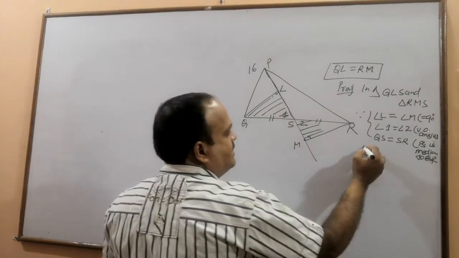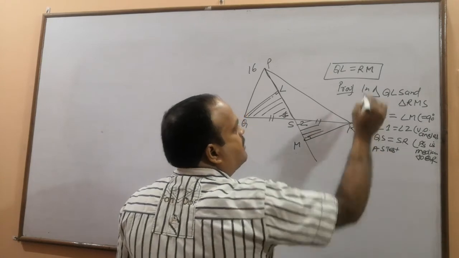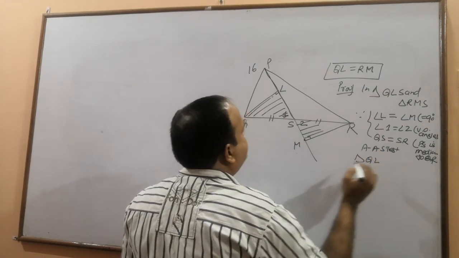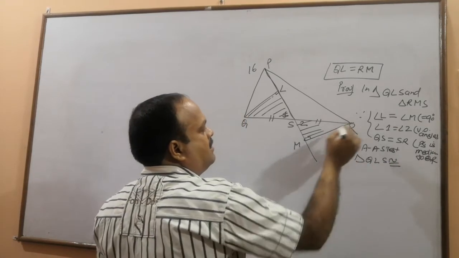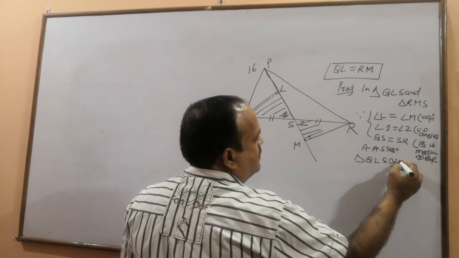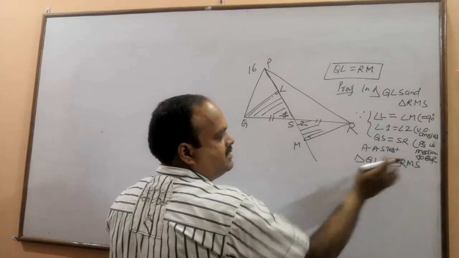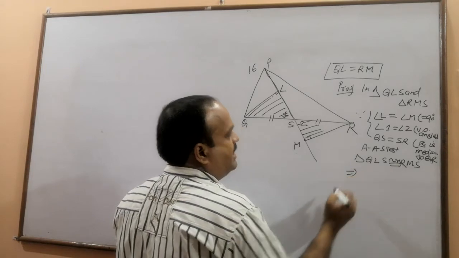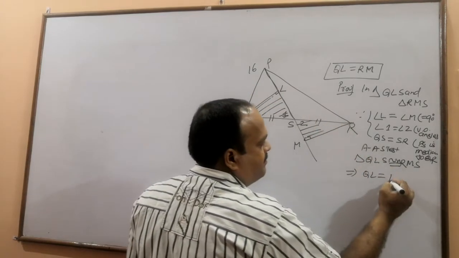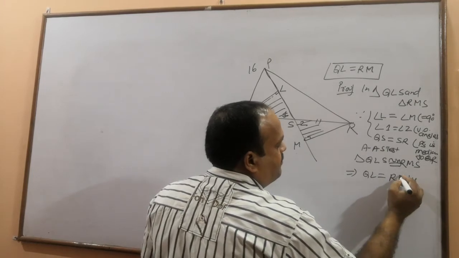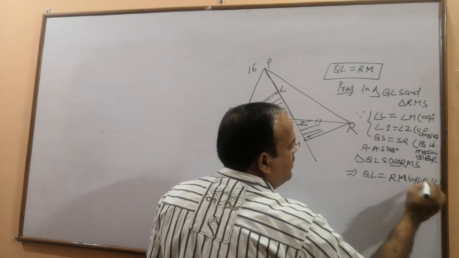Therefore, by angle side test, triangle QLS is congruent to triangle RMS. This triangle and this triangle are congruent. Therefore, QL equals to RM by CPCTC. Proved.